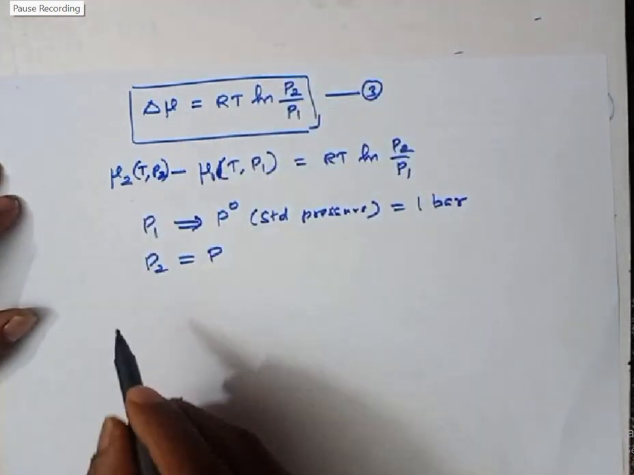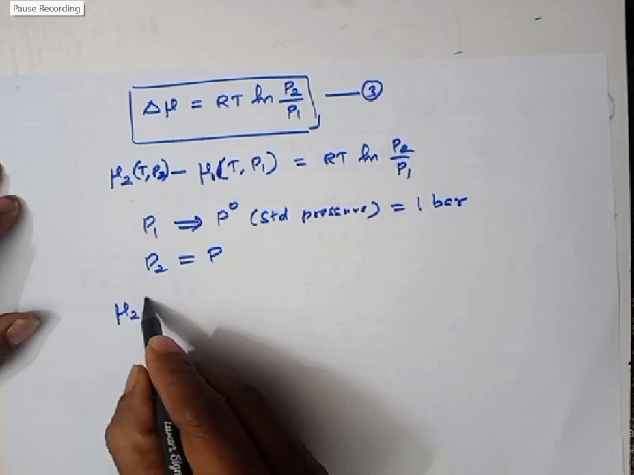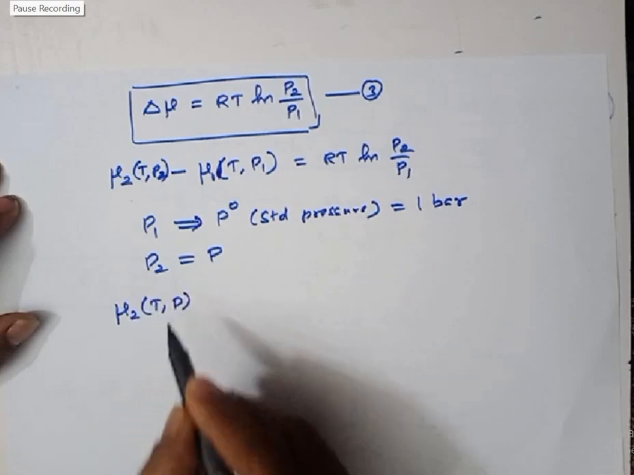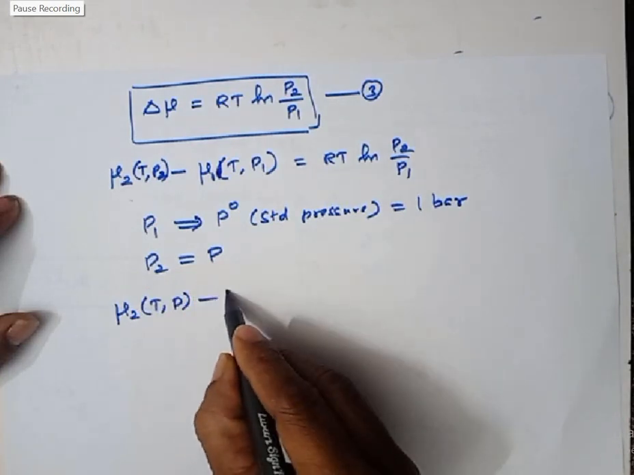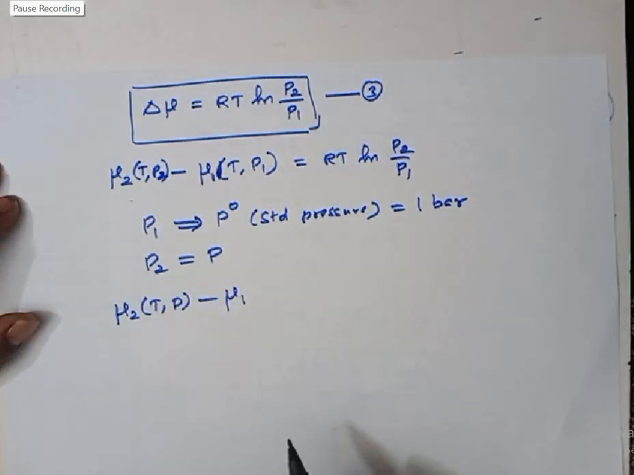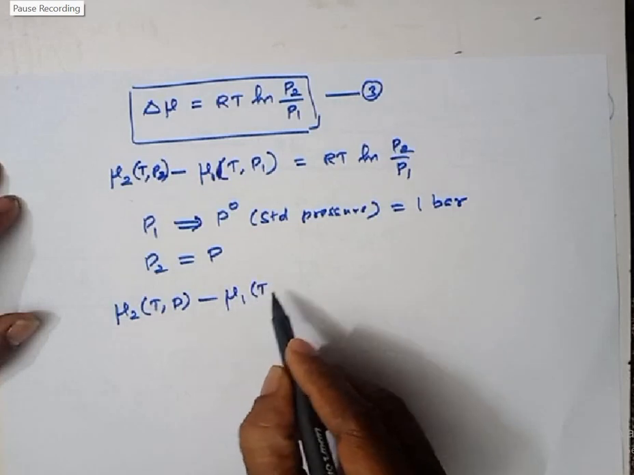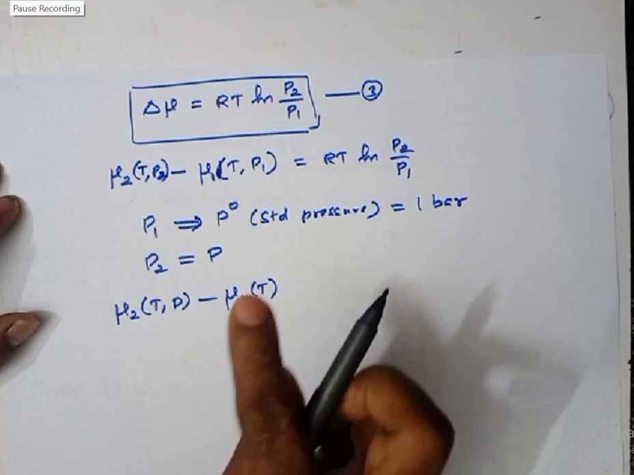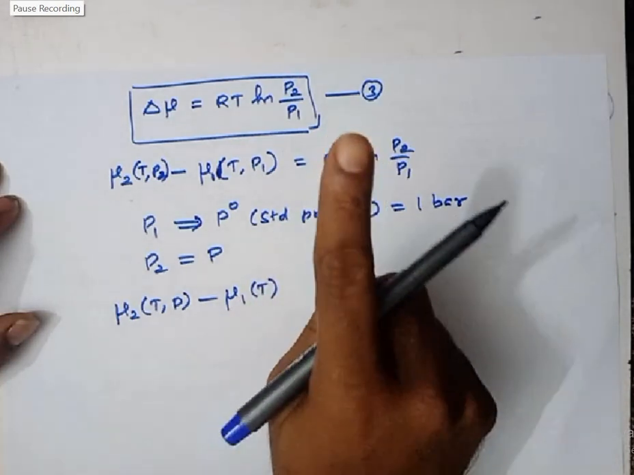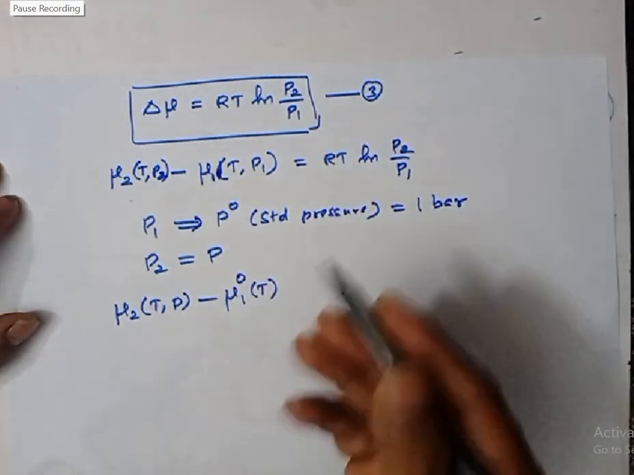So this equation becomes, listen, mu2 at temperature T and some pressure P. In the place of P2, I'll put P. Minus mu1, so observe well, at temperature T, now P1 is equal to 1 bar. Listen, chemical potential at 1 bar pressure is nothing but standard chemical potential.